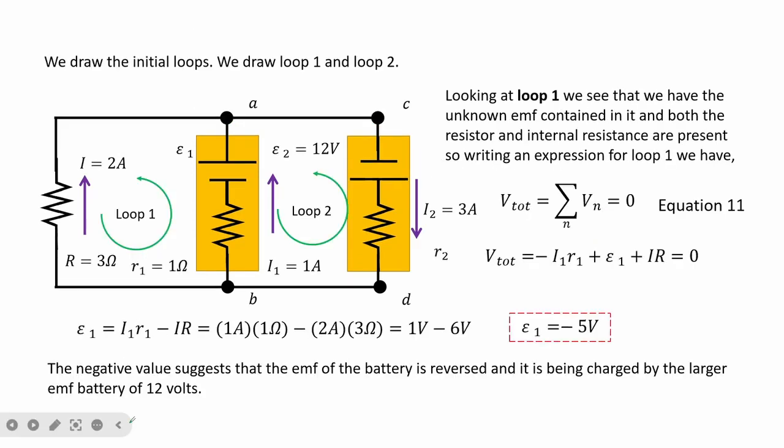We draw the initial loops. We draw loop 1 and loop 2. Looking at loop 1, we see that we have the unknown EMF contained in it, and both the resistor and internal resistance are present, so writing an expression for loop 1 we have equation 11. And we get that the EMF of the drained battery is negative 5 volts. The negative value suggests that the EMF of the drained battery is reversed and it is being charged by the larger EMF battery of 12 volts.